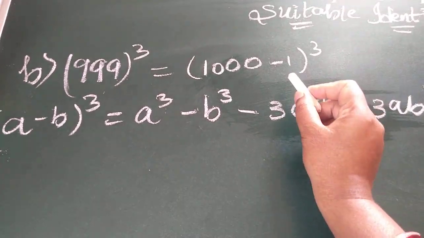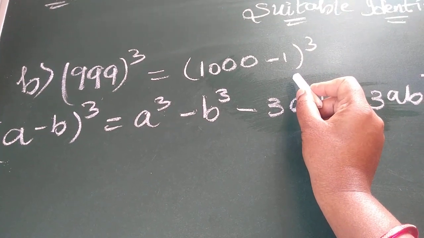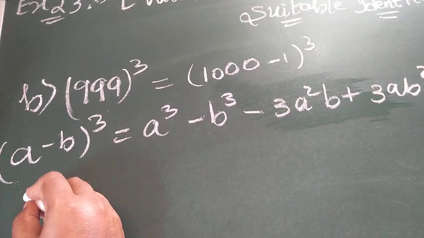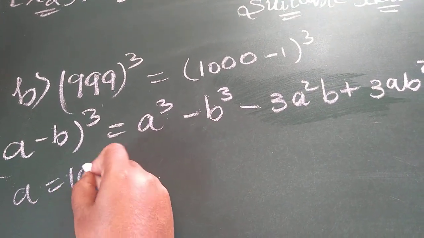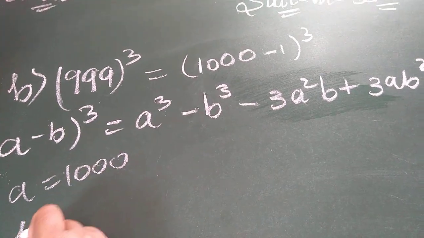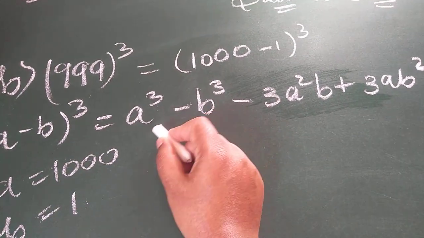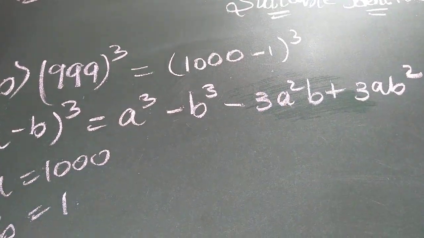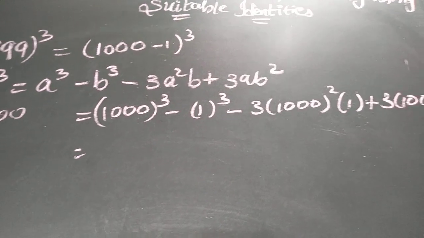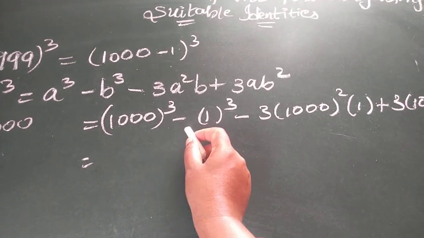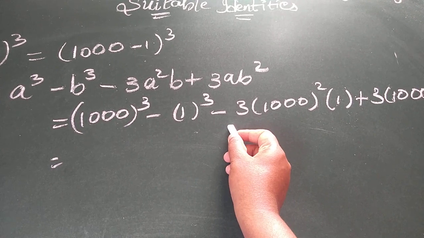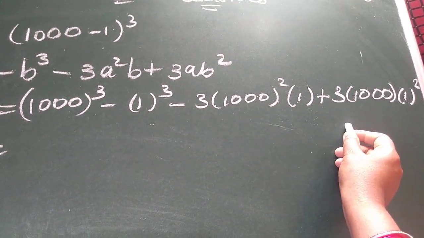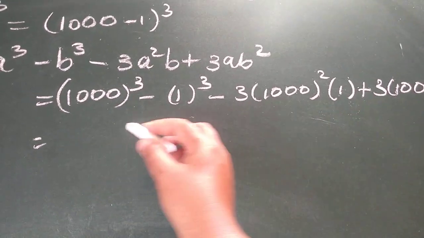So I have made my initial arrangements: 999, that is 1000 minus 1 whole cube, same as a minus b whole cube, where a is 1000 and b is 1. Wherever there is a, I should substitute 1000. Wherever there is b, I should substitute 1 now. So check here, children. I have substituted: 1000 cube minus b cube, which is 1 cube, minus 3a square b, which is 3 into 1000 square into 1, plus 3ab square, which is 3 into 1000 into 1 square.